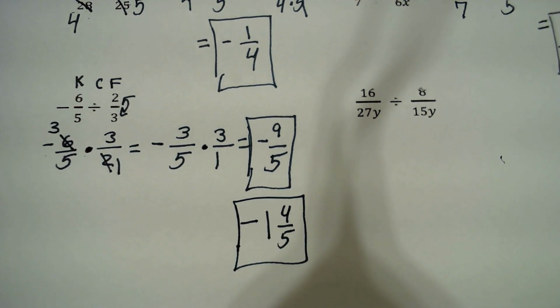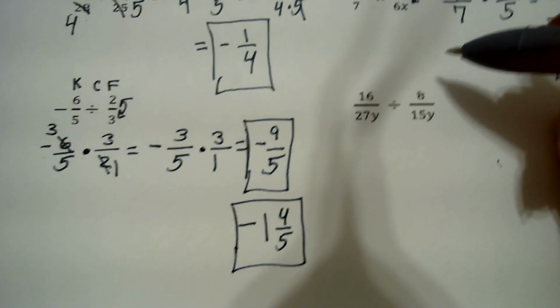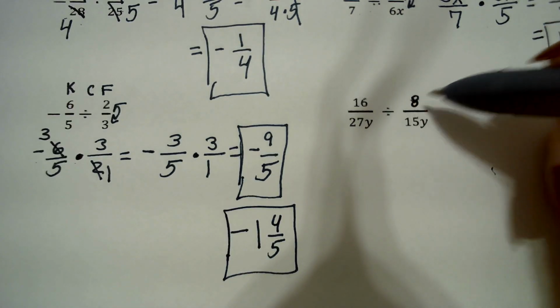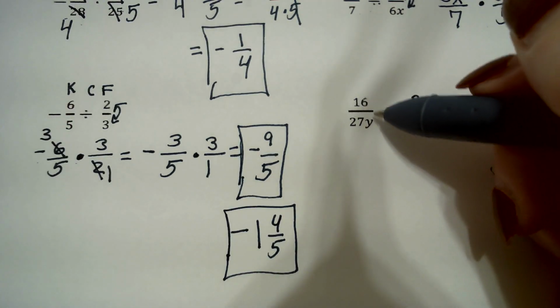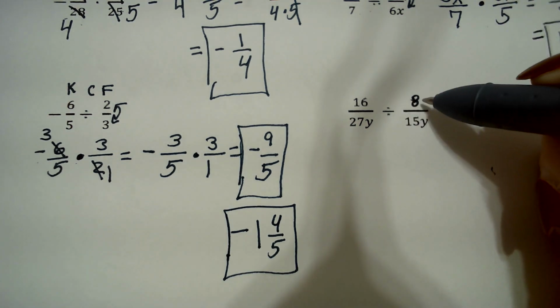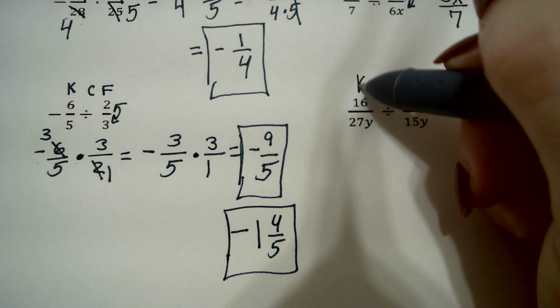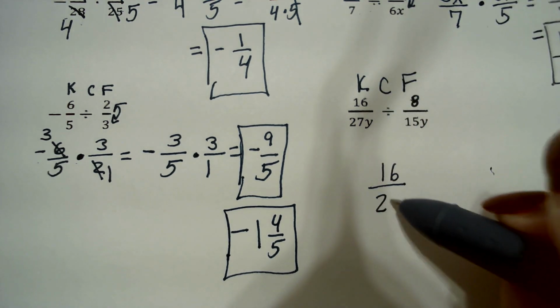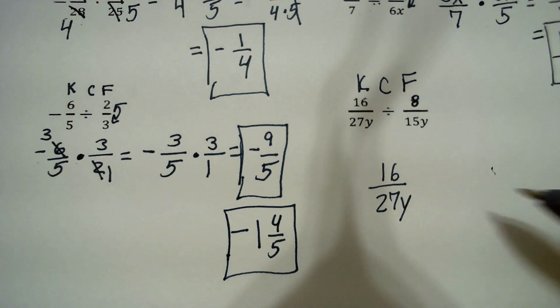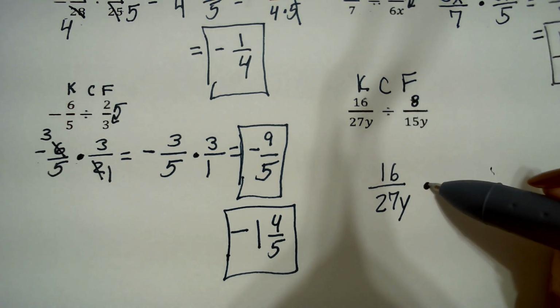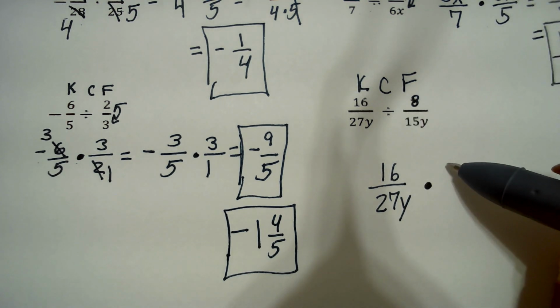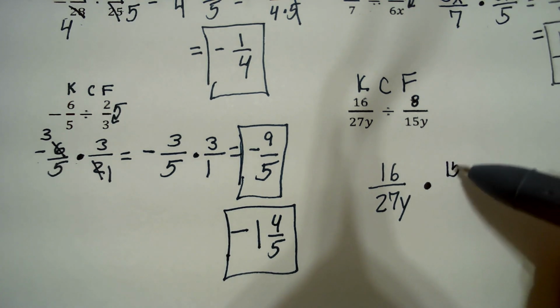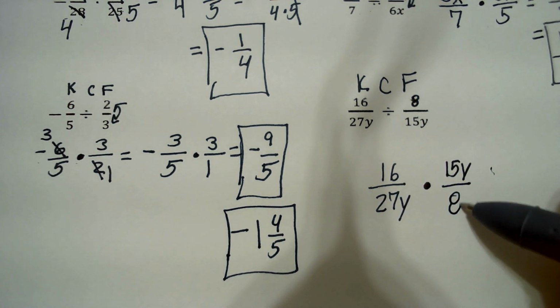All right. Moving on, our next one is another division problem. This time we have 16 over 27y divided by 8 over 15y. We're going to keep, change, flip. So 16 over 27y, we keep that. We change divide to multiply, and we flip 8 over 15y to 15y over 8.